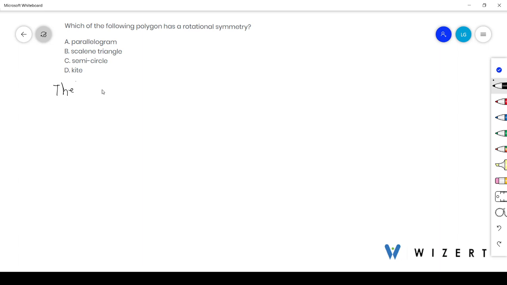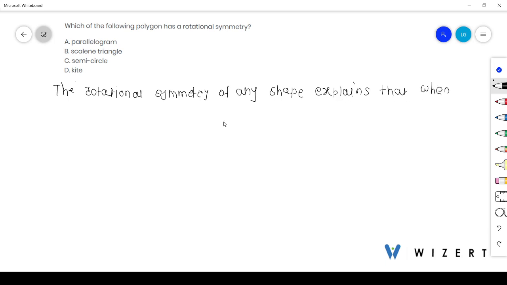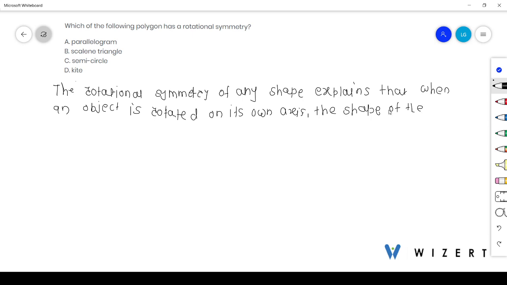Firstly, the rotational symmetry of any shape explains that when an object is rotated on its own axis, the shape of the object looks the same.